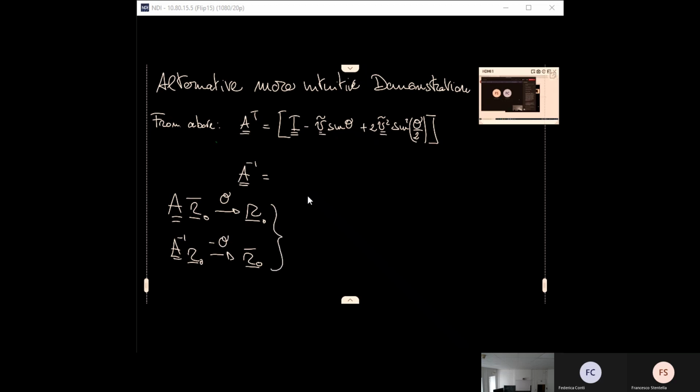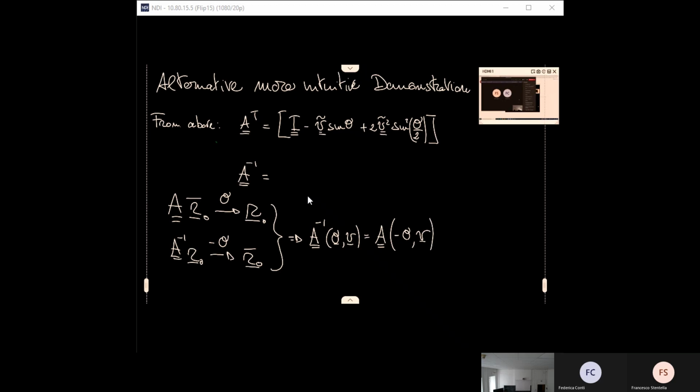So you can say that A to the minus 1 of the angle theta and the axis v basically equals to applying the rotation A of the angle minus theta, always about the same axis of rotation. This is what I'm saying here.